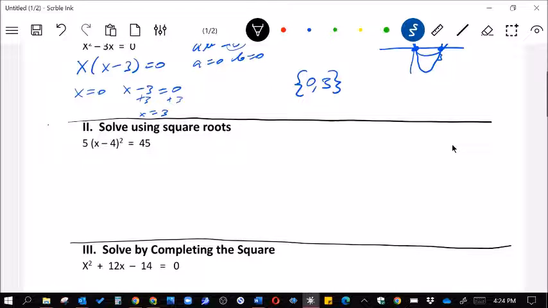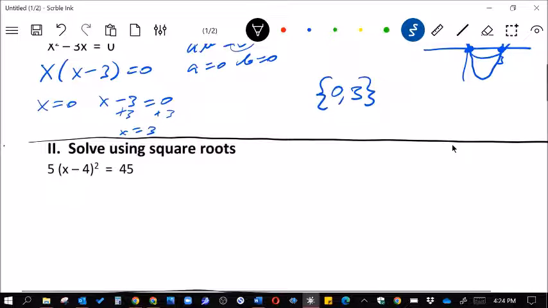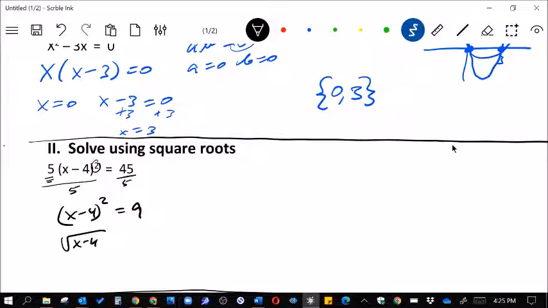Next thing we'll look at is solving using square roots. So in this case, what we have to do is use this square and take the square root of both sides. But we can't do that while there's a multiplier here or any other type of thing. It has to be the square by itself in order to now take the square root of both sides.